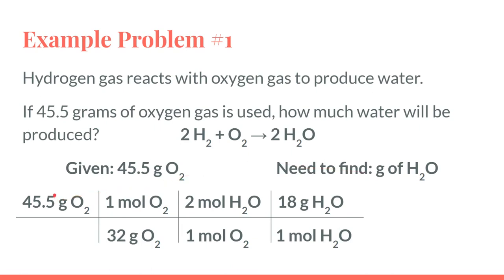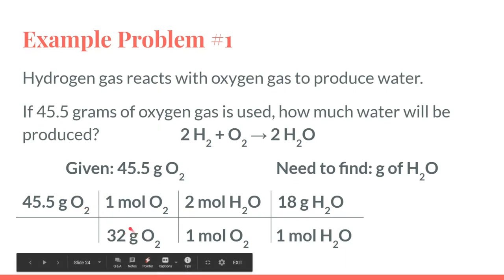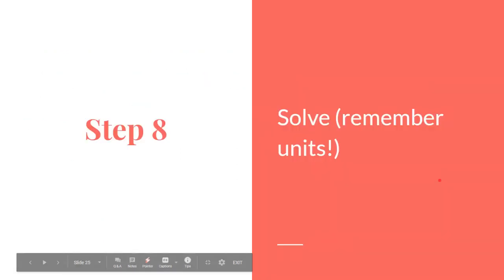So I have grams of oxygen up, grams of oxygen down, those cancel out. Moles of oxygen up, moles of oxygen down, those cancel out. Moles of water up, moles of water down, those cancel out, which means I'm left with grams of water, which is what I want. So we're good.